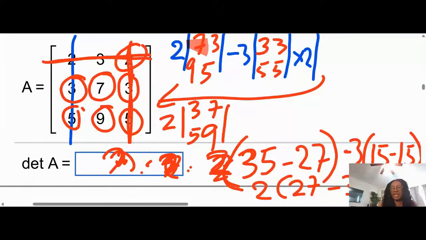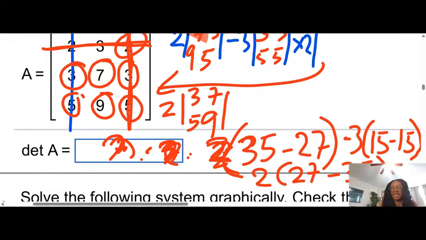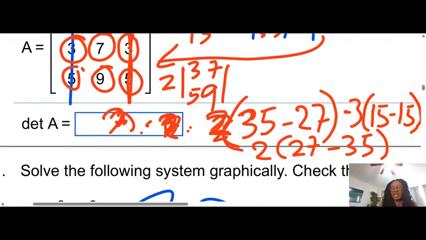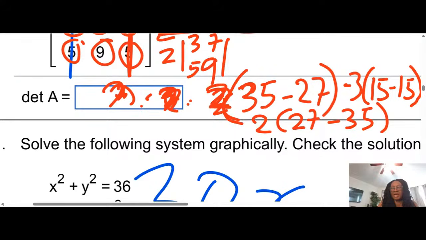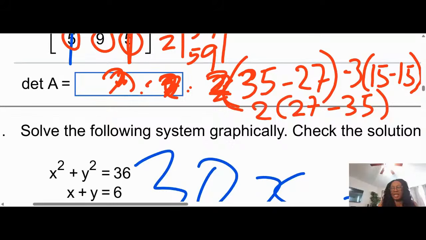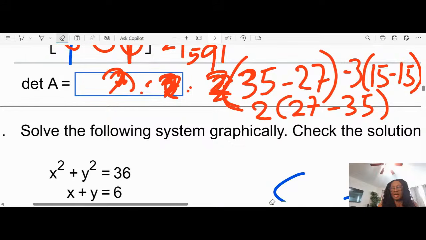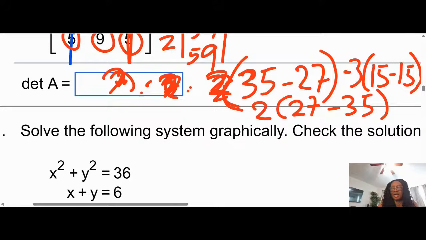So let's collect like terms and find the value of the 3 by 3 matrix. So we are evaluating a 3 by 3 matrix without a calculator. When we finish, we shall evaluate it with a calculator and see how the answers differ. If we did it right, it should be the same.